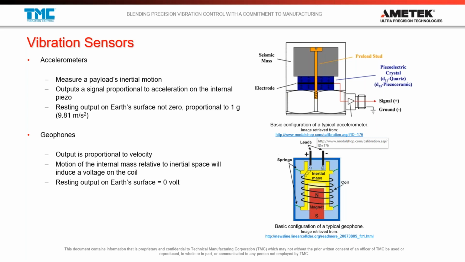Geophones, on the other hand, have an output proportional to velocity. Some motion causes the inertial mass to run a coil over a magnet, which induces a current in that coil, and that current is the signal you read. There are different times when you use accelerometers and different times when you use geophones, but I don't want to talk about that too much in this presentation.